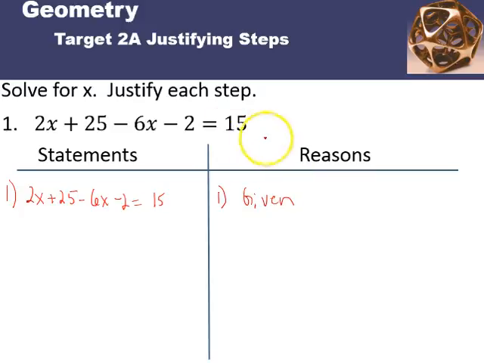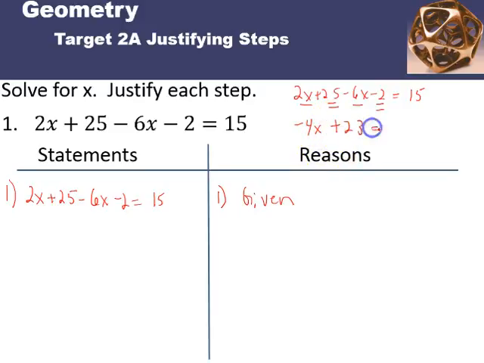Okay, so I'm also going to show my work up here, so I'm going to rewrite it up here: 2x plus 25 minus 6x minus 2 equals 15. Now, I have a bunch of like terms on the left-hand side, so I want to combine them. And remember, when I combine them, I do exactly what it says. I don't do the opposite like I do when I'm moving from one side of the equation to the other. So what is 2x minus 6x? That's negative 4x. And positive 25 minus 2 is positive 23.